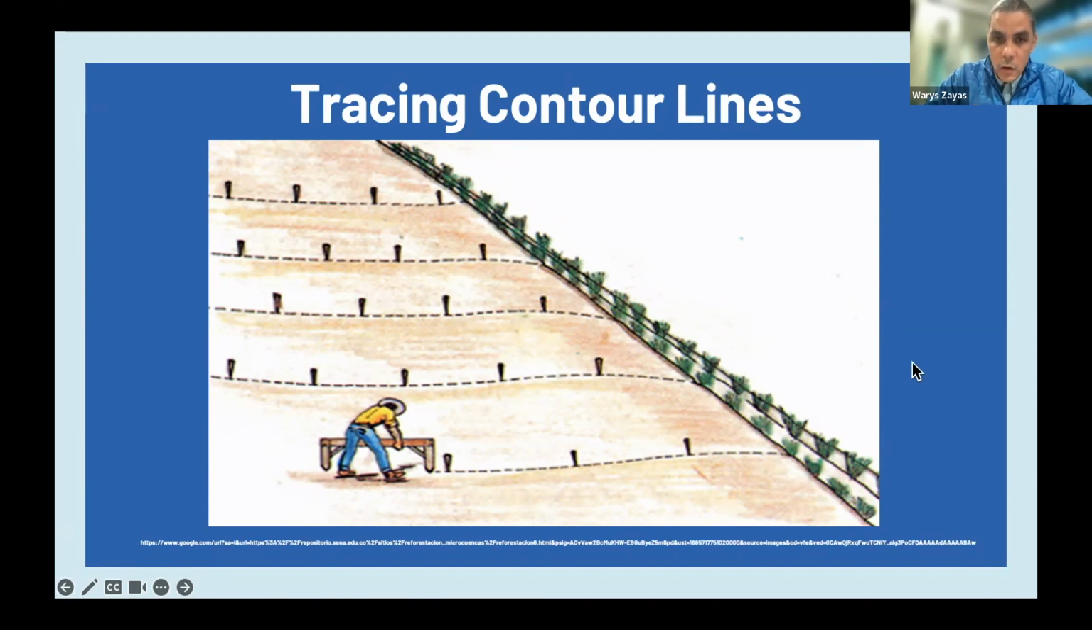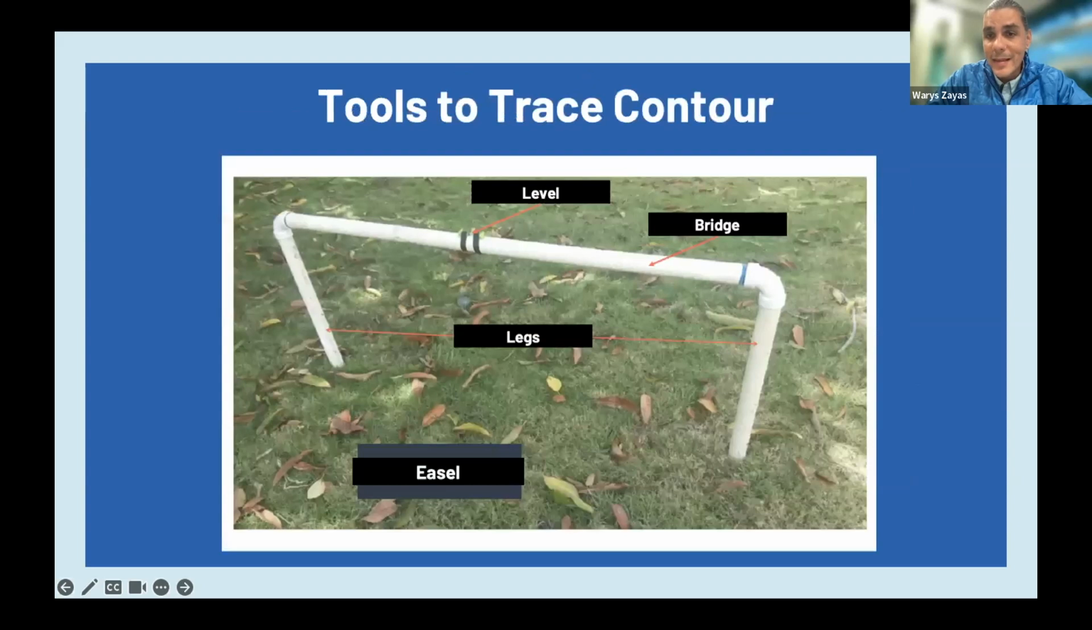Okay, so let me go back here. So that's the way that we, as I mentioned, use the tool to give that slope in our contour lines, right? Really useful too. And I mentioned a slope of around 2%.